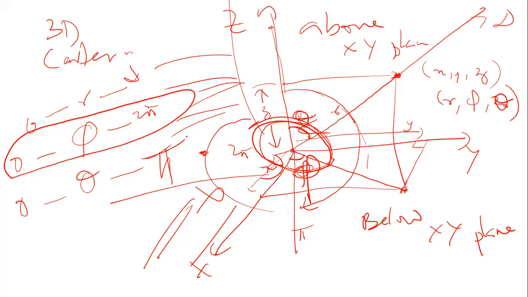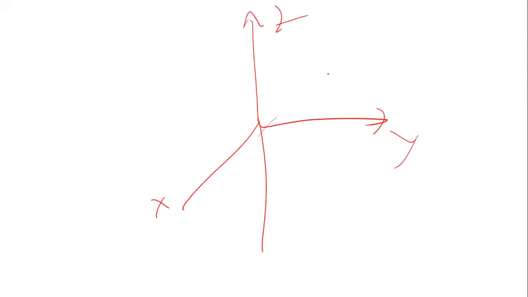So I hope you understand, in order to cover any point in this three-dimensional space, these are the limits of these coordinate variables we have to choose. Like, in the x, y, z coordinate system, in order to cover any point, you have to choose the x variable from minus infinity to plus infinity.